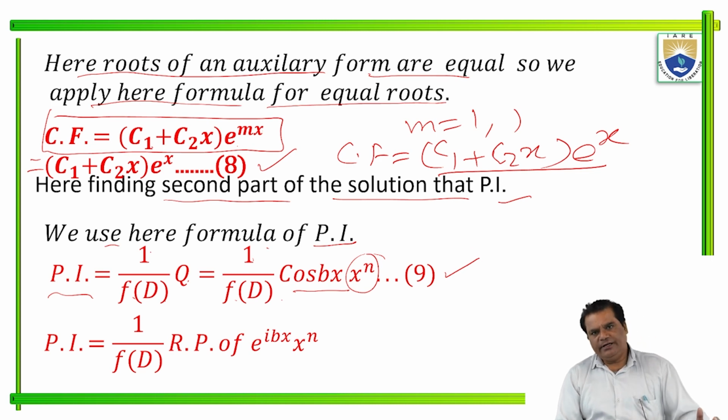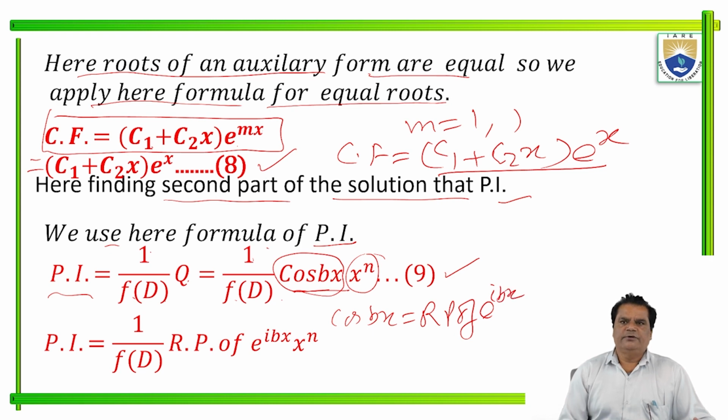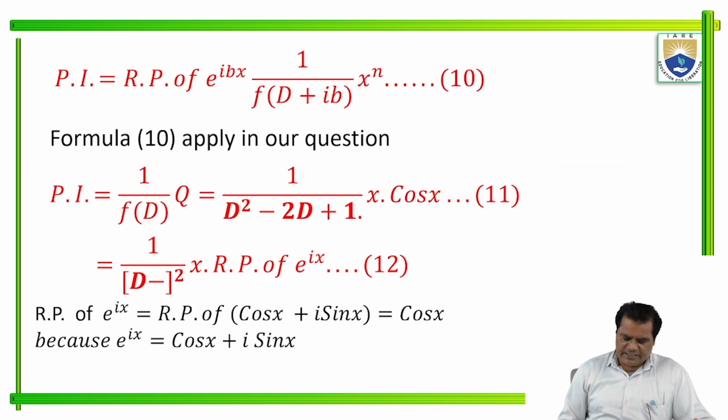What are we doing here? Here this is cos bx. Cos bx is the real part of e to the power i bx. So in place of cos bx we can write this function. So I am writing cos bx as RP of e to the power i bx, into x to the power n. What is the next step?